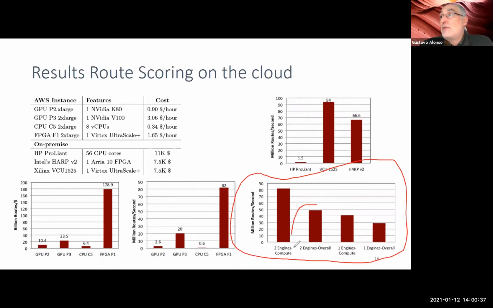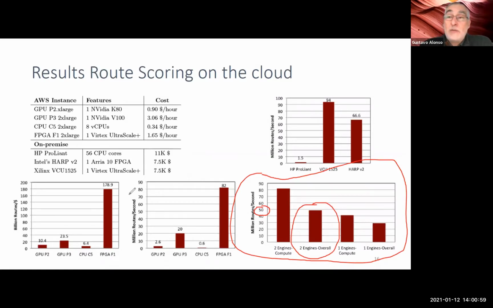And this is the actual relevant thing, the two engines overall. This is if we put two engines on the FPGA, counting the cost of moving the data, getting the responses out and everything else. We can do close to 50 million routes per second, so this is significantly more than you can do with a CPU.